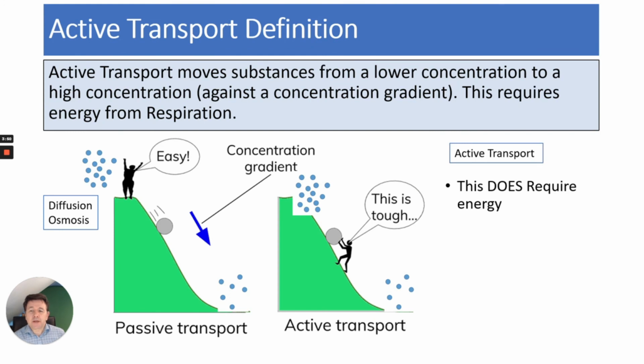So here's a diagram to try and explain it to you. If you think about diffusion and osmosis, you've got a higher concentration, and basically it's a bit like passing a boulder down a hill. So it will go down really easily. It's known as passive transport because no extra energy is required.